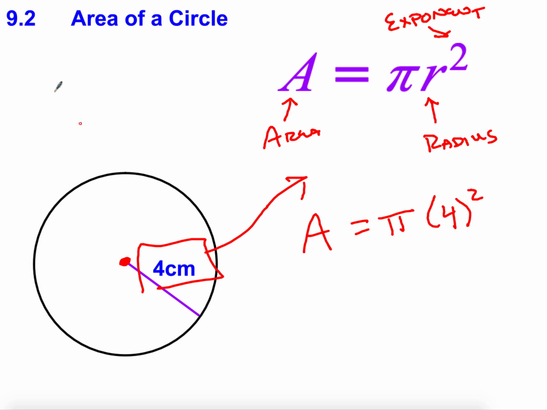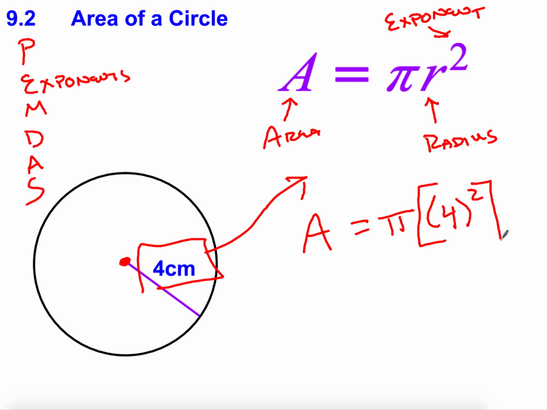Here's the big thing, though. If we remember PEMDAS, order of operations, this E stands for exponents. So exponents come before multiplication in order of operations, which means we have to square our radius before we multiply by pi. So when I'm solving this, even though it says pi times 4, I'm not multiplying pi by 4. I'm multiplying pi by whatever 4 squared is. So I need to do this piece first because I have to do my exponents first.